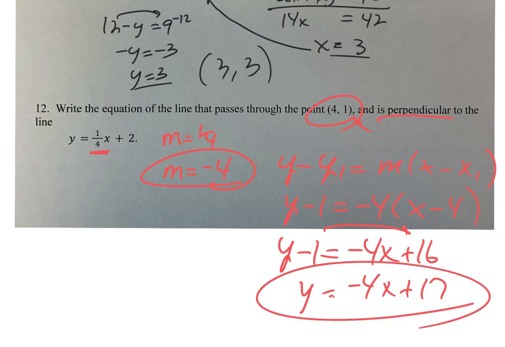Now, if you want to double check that real quick, you should be able to take the point (4, 1) and plug it in, and it should work. Also, what should happen is your slope, obviously, your slope should be -4. So long as you can check real quick and make sure both those are accurate, you're good.